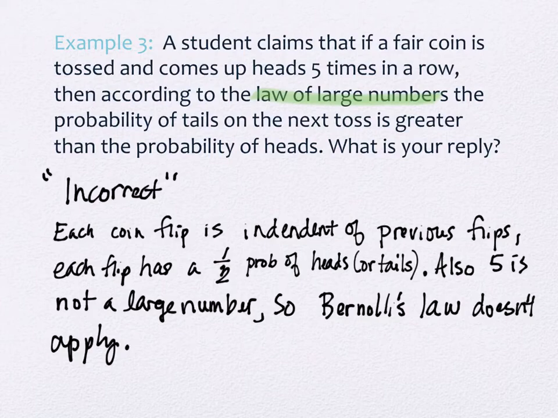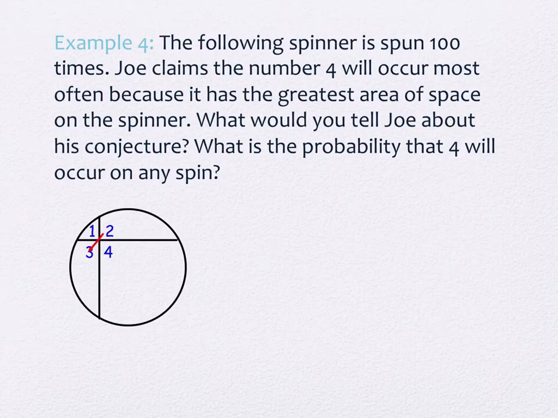All right, let's do example number 4. The following spinner is spun 100 times. Joe claims that the number 4 will occur most often because it has the greatest area of space on the spinner. What would you tell Joe about his conjecture? And what is the probability that 4 will occur on any spin? There's 2 questions. We'll start with what would you tell Joe about his conjecture? Is he right or is he wrong? He is wrong. So why is he wrong?